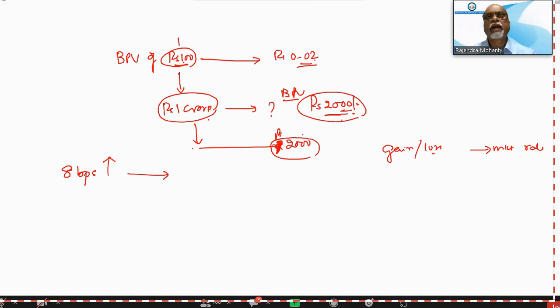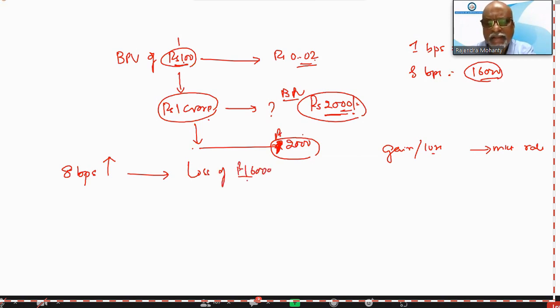25,000 loss. How? How 25? Simple question. For 1 basis point, 2,000 is the change. So for 8 BPS, what will be the change? Simple, na? 16,000. Will it be a loss or a gain? Loss. Yes, sir. Because the market has moved upwards, there will be a loss of 16,000.